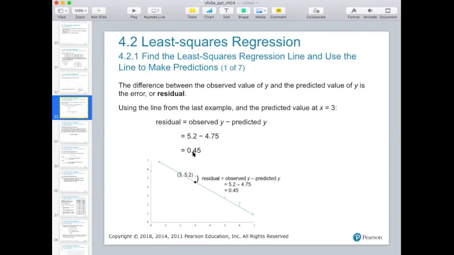Now, the difference between those values is called the residual. The residual is the actual value minus the predicted value. That's really important. The residual is the actual, what we observed, what we measured when we went out and looked at whatever the information was, minus the prediction that fell on the line that we found. So actual minus predicted, or observed minus predicted, is your residual.